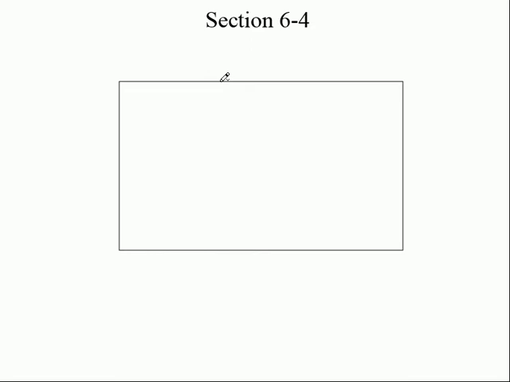So if it's a parallelogram, then the opposite sides are equal, right? The opposite sides are parallel. The opposite angles are equal. The consecutive angles are supplementary. We forgot to mention that yesterday, but that's true. What else? The diagonals bisect each other, right? So all the stuff that's true about a parallelogram is also true about a rectangle.